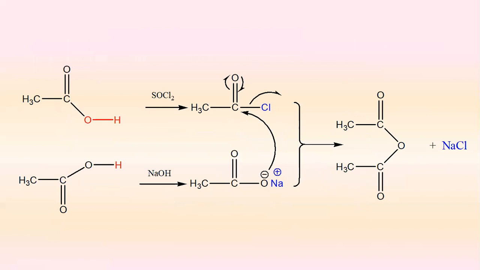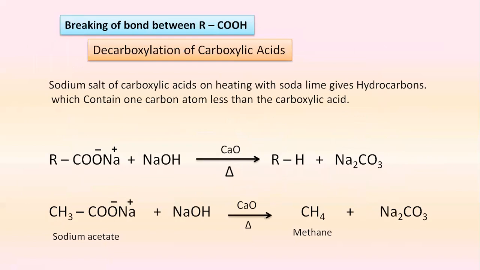This is the overall reaction for the conversion of acid to anhydride. The next reaction is for the breaking of the bond between the alkyl group and the carboxylic group. Here, the bond present between the R and the C double bond OH breaks, and due to that it forms different products. That reaction is known as decarboxylation of carboxylic acid.